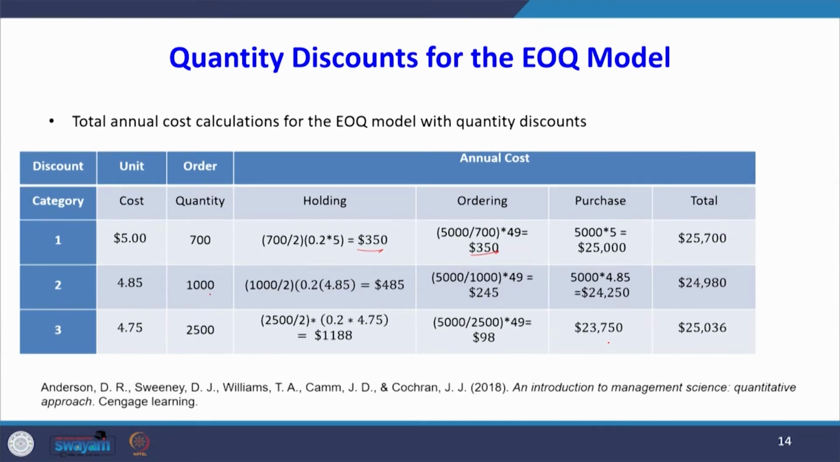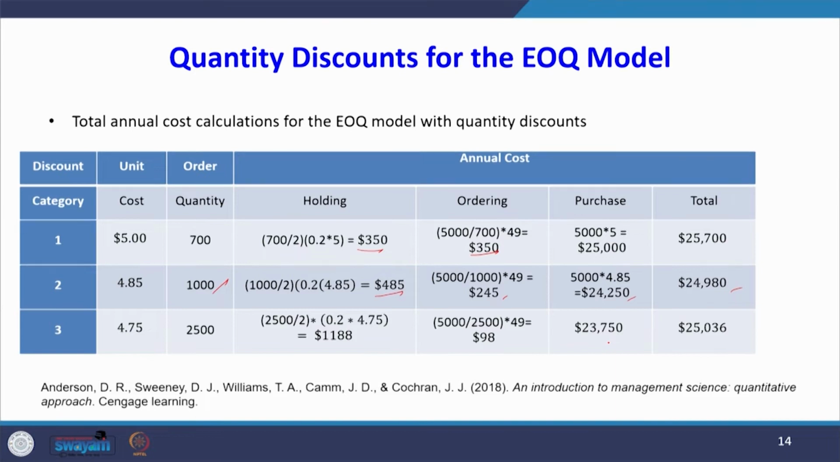The second interval, if you go for 1000 units, the cost is 4.85. Then what will be the holding cost? Q by 2 multiplied by 0.2 into 4.85, so 485. What is the ordering cost? D by Q, 5000 divided by 1000 multiplied by ordering cost, 249. Then purchasing cost, 5000 multiplied by 4.85. You see that previously it was 5, now it is 4.85, so 24,250. So, when you add it, it is 24,980.